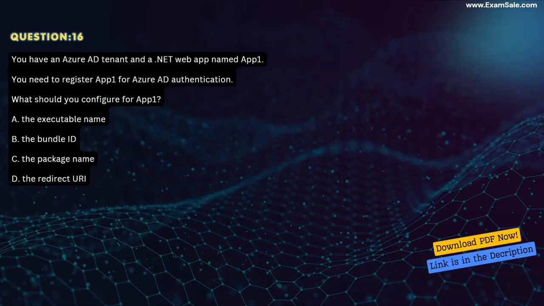Question 16. You have an Azure AD tenant and a .NET web app named App1. You need to register App1 for Azure AD authentication. What should you configure for App1? A. The executable name. B. The bundle ID. C. The package name. D. The redirect URI.